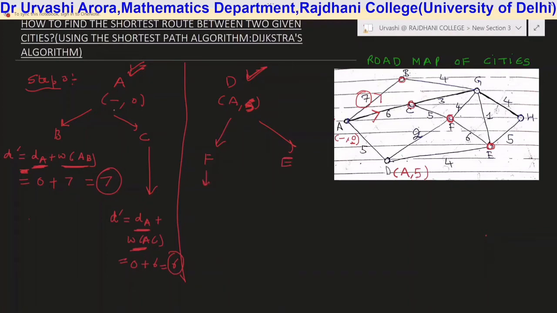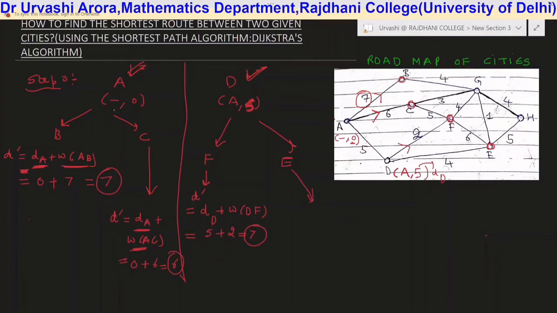Now corresponding to F, we calculate the D dash. When you are calculating D dash for F, you have to imagine as if you are moving from D to F. So this is going to be DD, the distance traveled till D, plus the weight of the edge DF. DD is actually this 5 in the label. So this is going to be 5 plus the weight of the edge DF, which is 2, which is 7. So this 7 is the D dash for F.